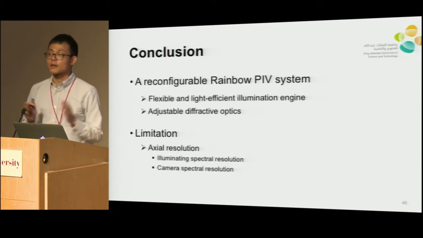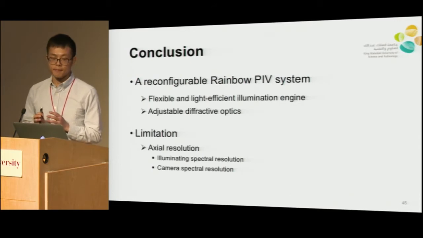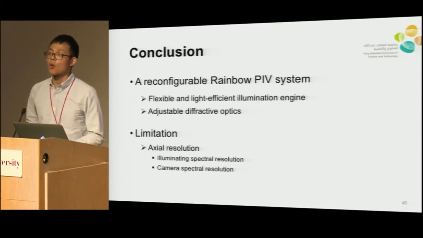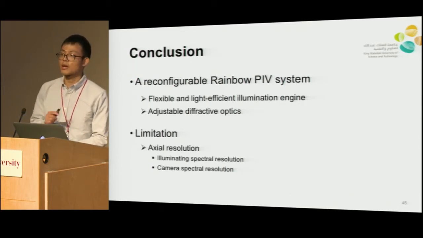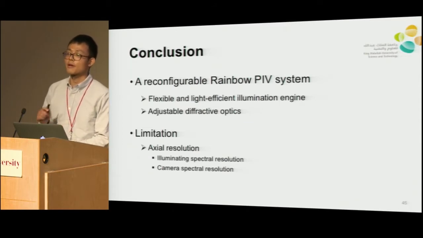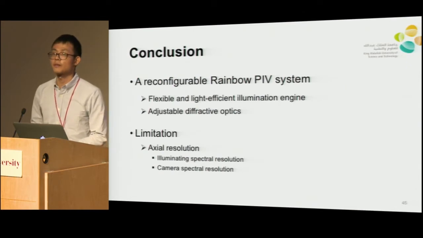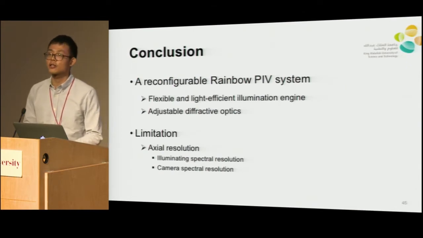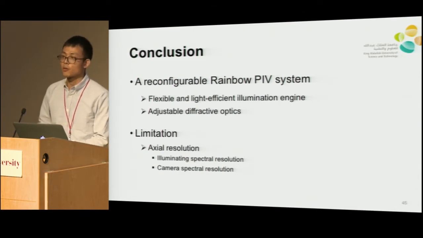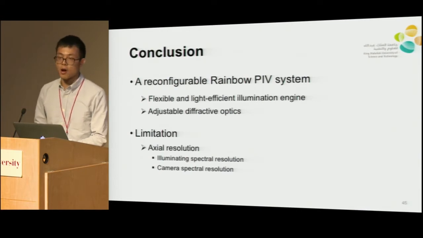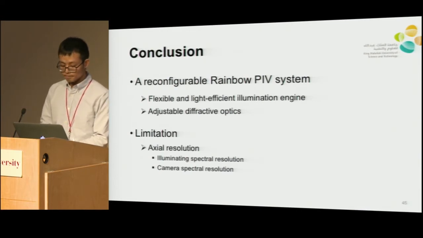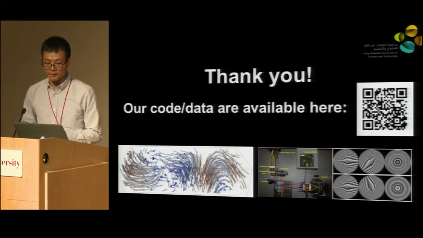Specifically, the wider the rainbow is, the finer the resolution would be, while this axial resolution is more constrained by the camera spectral resolution. Since we represent the full spectral image by only 3 color channels, the metamerism will introduce ambiguity to resolve the spectral features. Okay, thanks for listening.